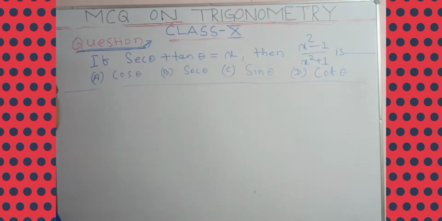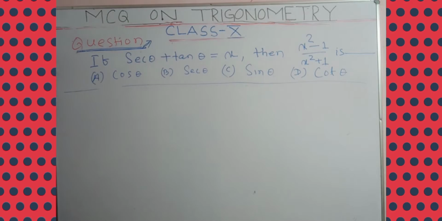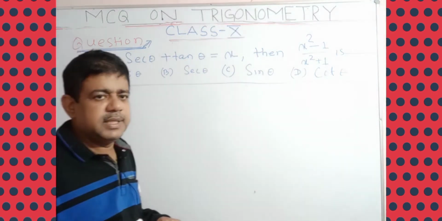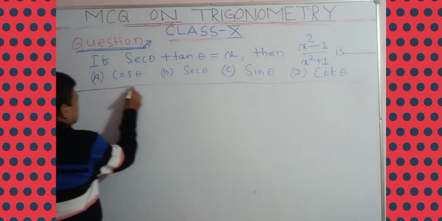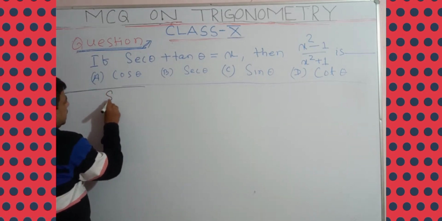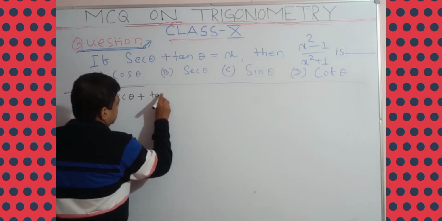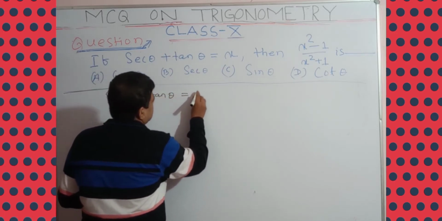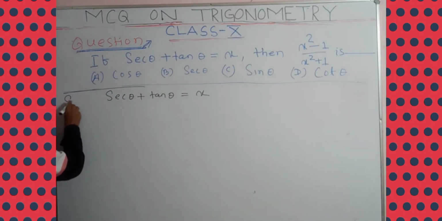The first question is: if sec theta plus tan theta is equal to x, then (x square minus 1) divided by (x square plus 1) is option A cos theta, option B sec theta, option C sin theta, and option D cot theta. Okay, let's see. It is given that sec theta plus tan theta is equal to x. Is it clear? Okay, solution.